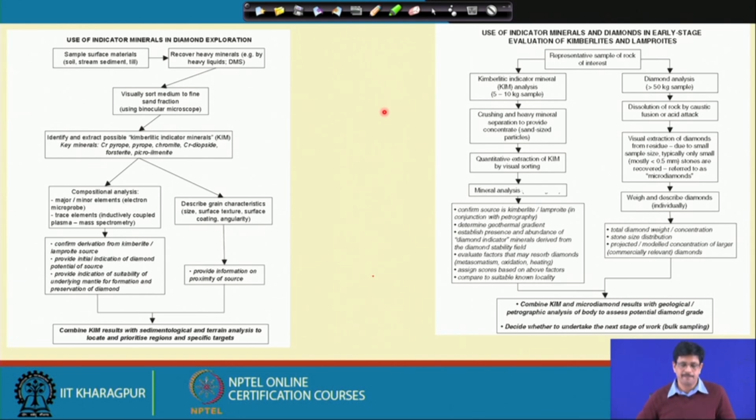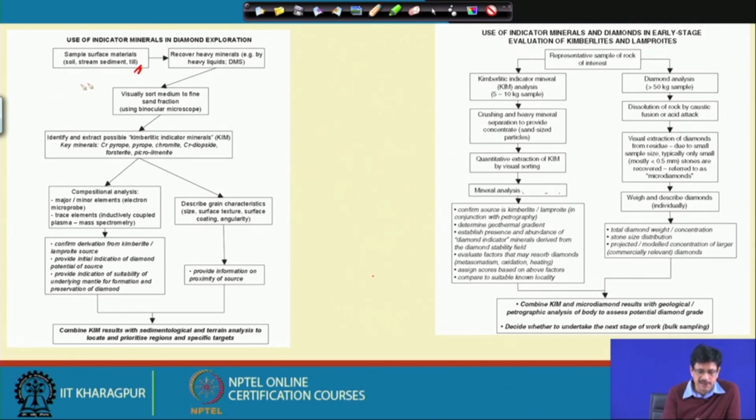So, this gives us the summary of the use of the indicator mineral in diamond exploration. Here the sample surface materials are soil, stream sediment, or sometimes it could be the till also, which come from the glaciated areas. Suppose we talk about exploration in a situation where the kimberlite pipes have to be detected in areas like Bastar Craton or in Dharwar Craton, where we saw them. So, this kind of stream sediment survey could be carried out.